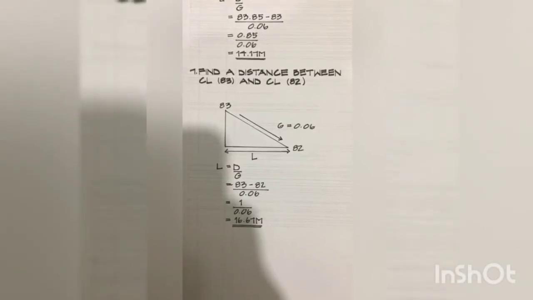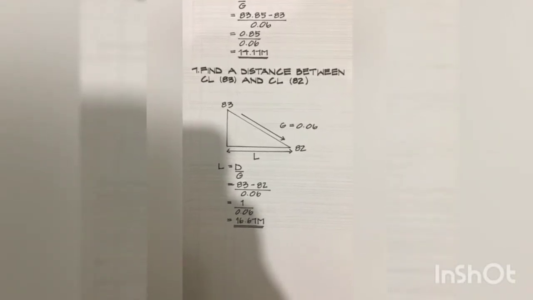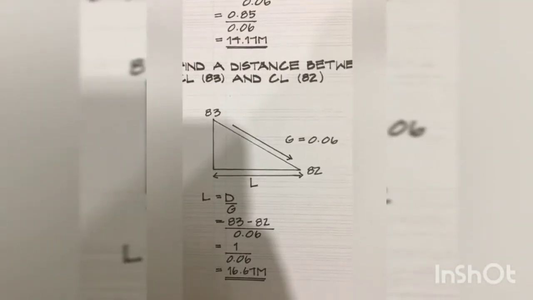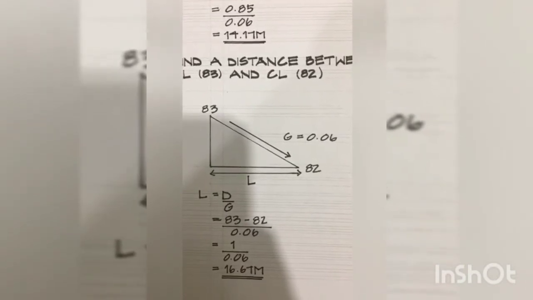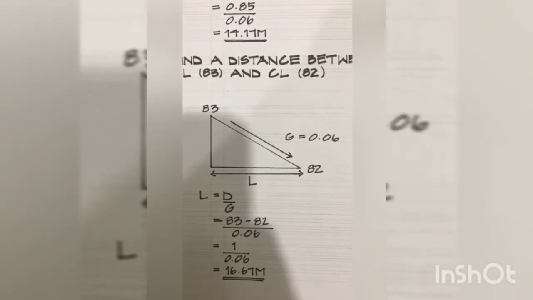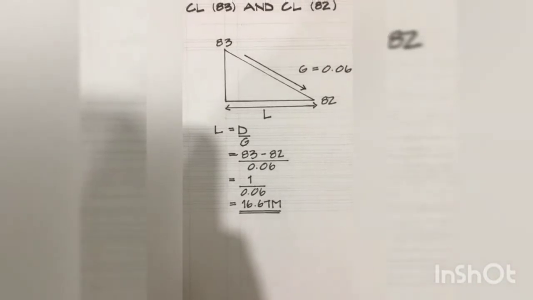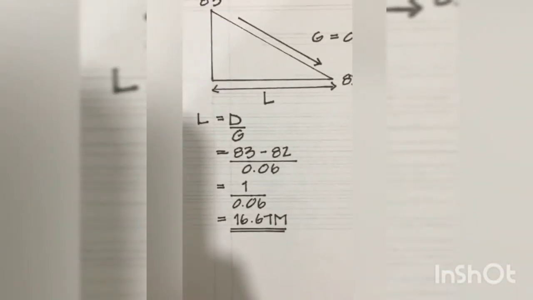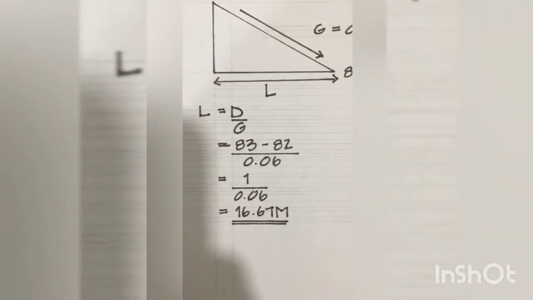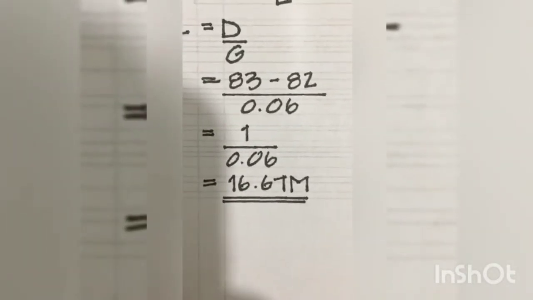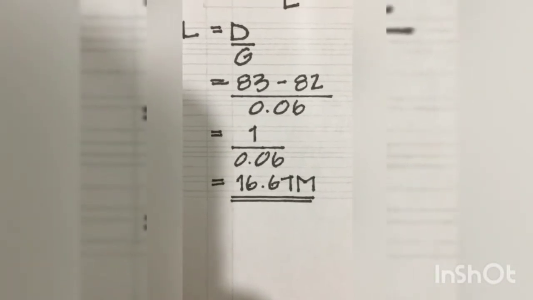And the last step on how to calculate the field is to find the distance between contour line 83 and contour line 82. As usual, we have to draw a triangle and make sure all the values are in the correct position. To find the distance, we use the same formula, where the difference in elevation is 83 minus 82, divided by gradient 0.06, and then we will get the answer, which is 16.67 meters.